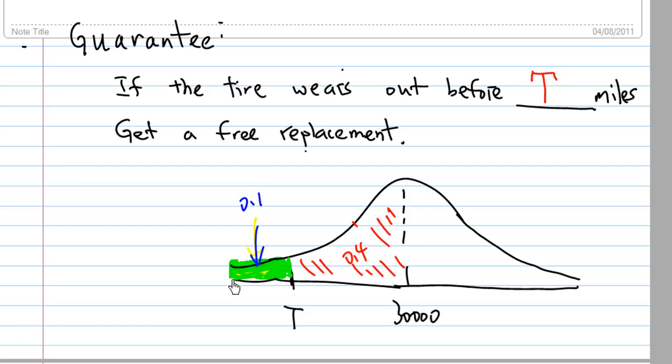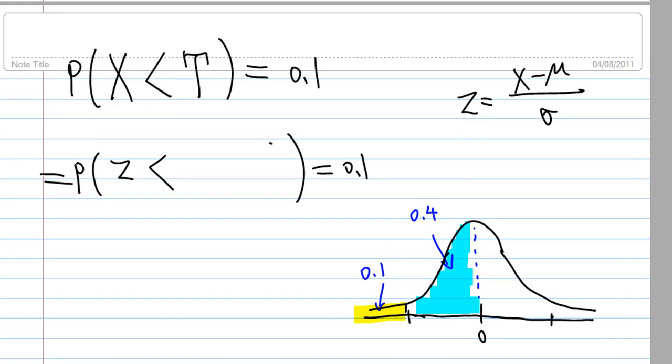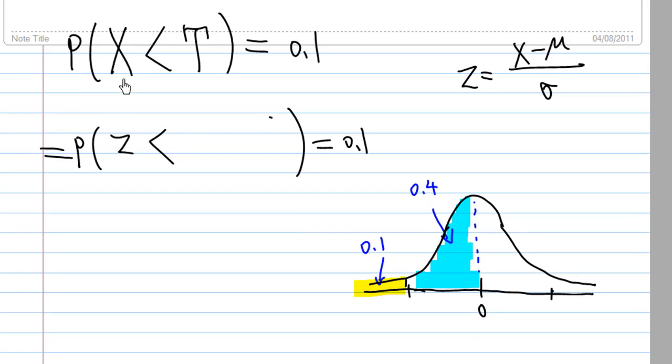That means that only 10% of the customers will get a free replacement. The green area here is 0.1, and therefore the area between this T and the center mu is 0.4. Now, in order to find this T, we want to find the probability that the life of the tire is less than T is 0.1. We have to convert to Z first. Z is x minus mu over sigma. Therefore, this is the probability of Z less than T minus 30,000 over sigma 2,500, and we want this probability equal to 0.1.